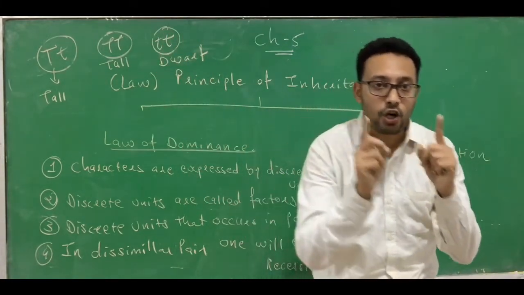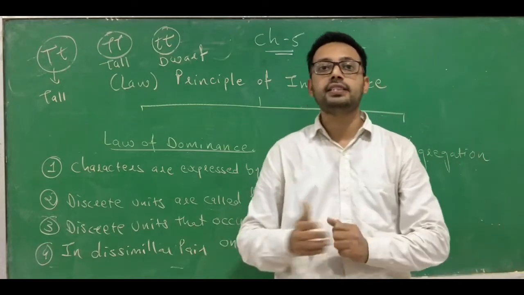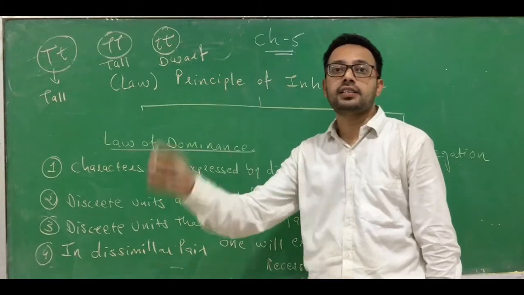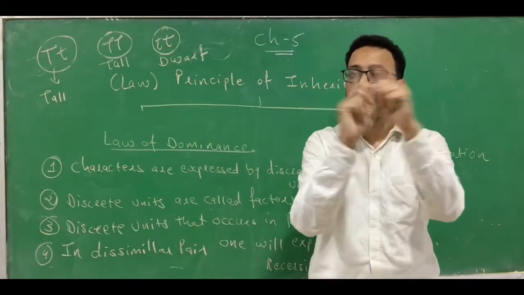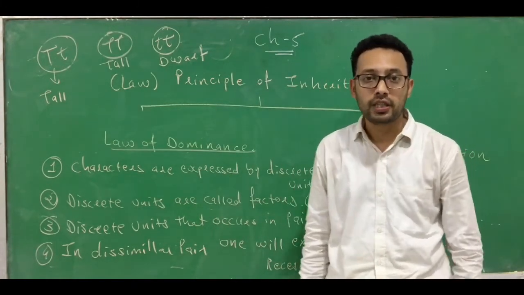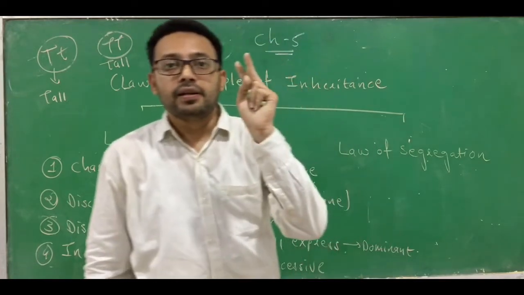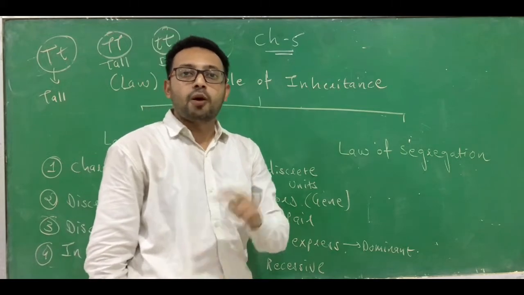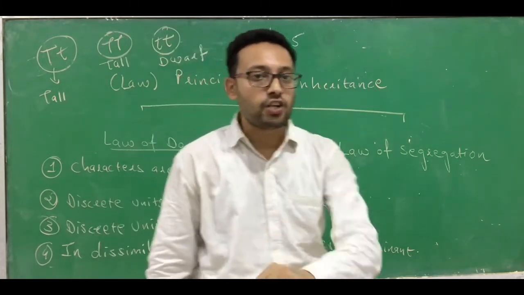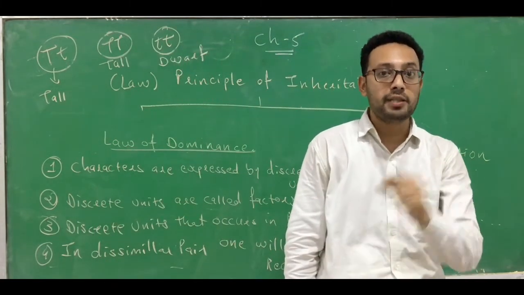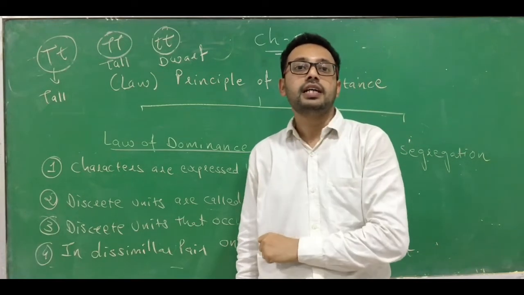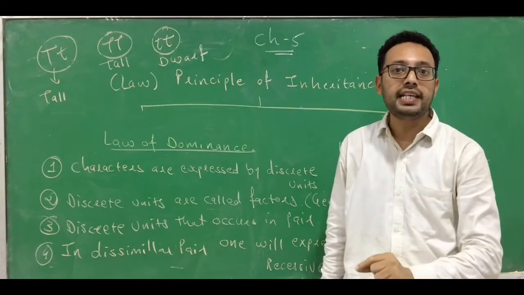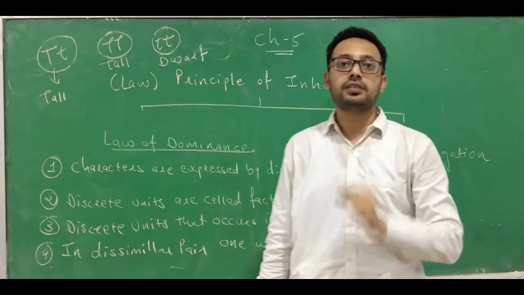Remember, when a dominant is present, the dominant is always expressed. When the dominant is absent, then and only then will the recessive express; otherwise the recessive cannot express. So in a dissimilar pair, the one character that is expressed is called the dominant gene or dominant factor, and the other, which cannot express in the presence of the dominant, is called recessive. The recessive character only expresses when the dominant is absent.